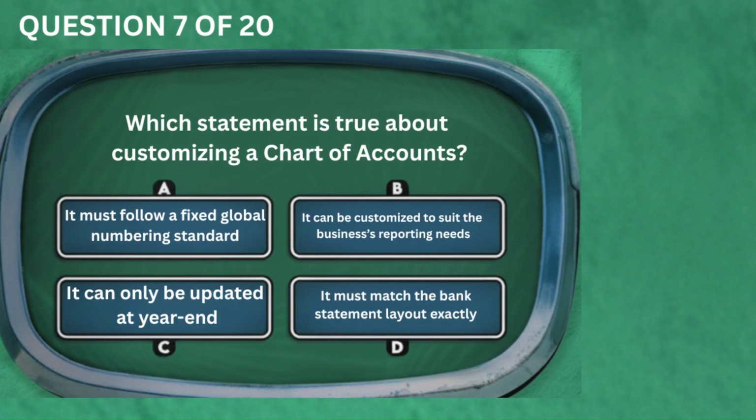Question 7. Which statement is true about customizing a chart of accounts? Options are: it must follow a fixed global numbering standard. It can be customized to suit the business's reporting needs. It can only be updated at year-end. Or it must match the bank statement layout exactly. It's B. The chart of accounts is flexible and can be tailored to suit the needs of different businesses.